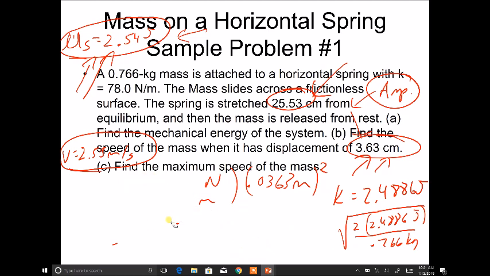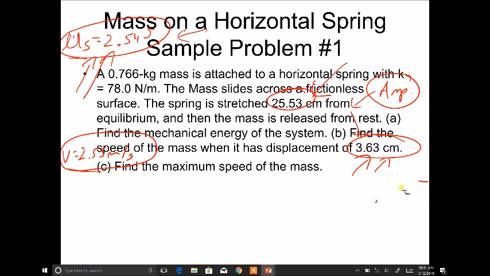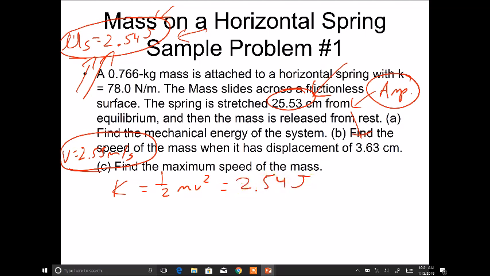At the equilibrium position, the amount of elastic potential energy is 0 because the spring isn't stretched at that equilibrium position. That means that all of the mechanical energy at that point has to be kinetic. Well, we found out in part A that we have 2.54 joules of total mechanical energy, which means at the equilibrium position, K is equal to 1/2 mv squared, which is equal to 2.54 joules. So again, we're looking for the speed, and this is the speed at the equilibrium position where the maximum speed will always occur. Let's solve K equals 1/2 mv squared again for velocity.